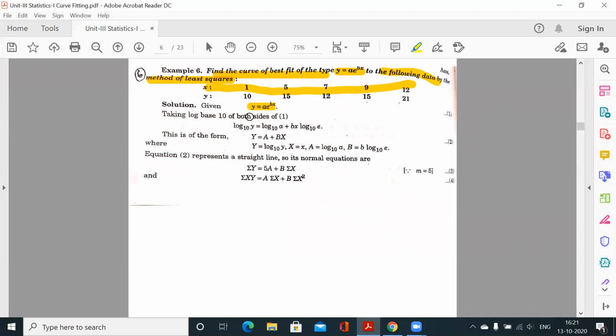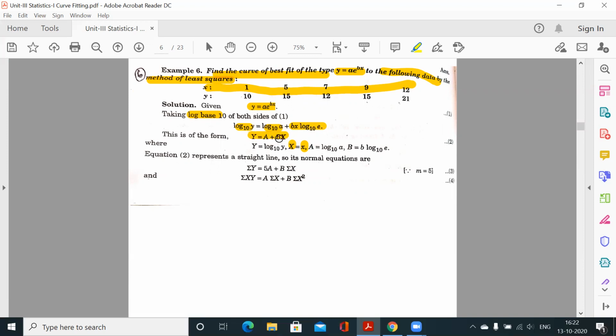So first we will apply the log property, log base 10. So log y is equal to log 10 a, and this is in the power, so plus bx into log e. Now using these substitutions, we will get capital Y is equal to A plus bx. Here, in this book they have taken capital X, but you can take small x because capital X is equal to small x. So there is no problem. Either you write a small x or capital X. Clear? So this is our straight line.